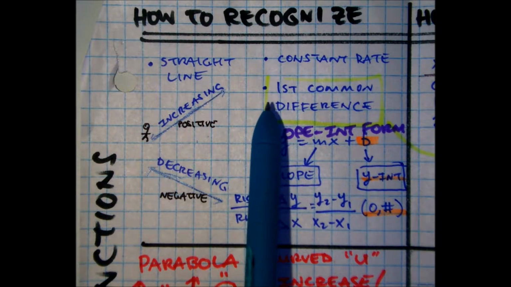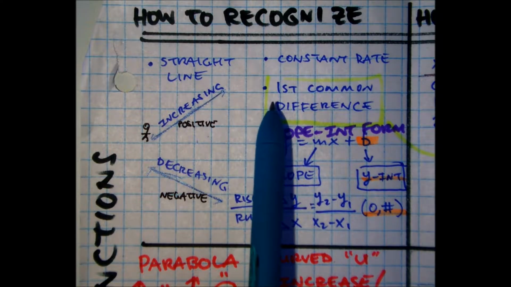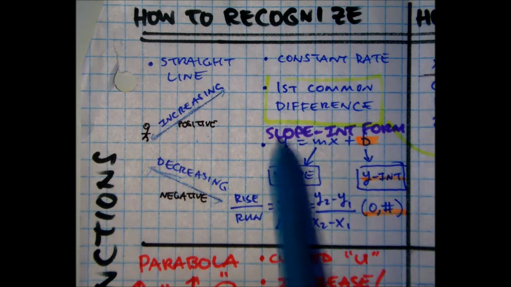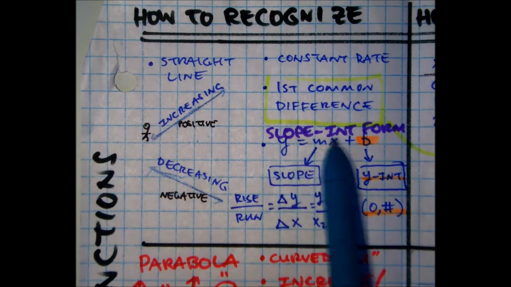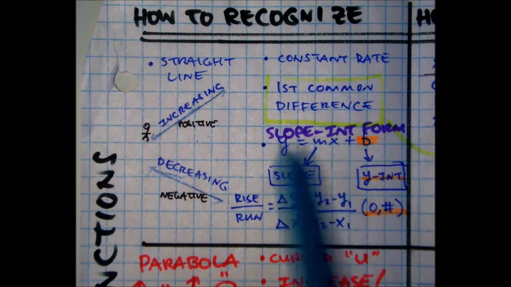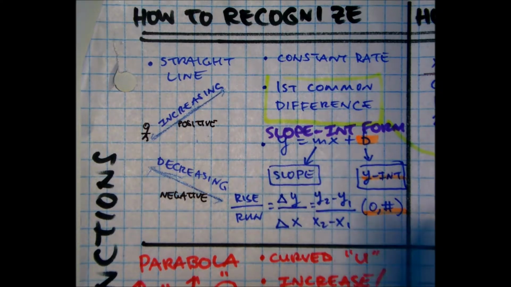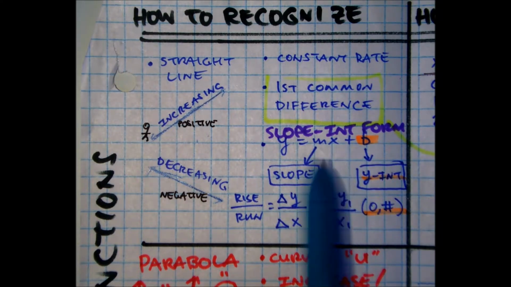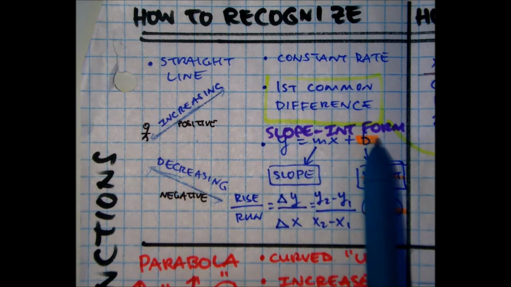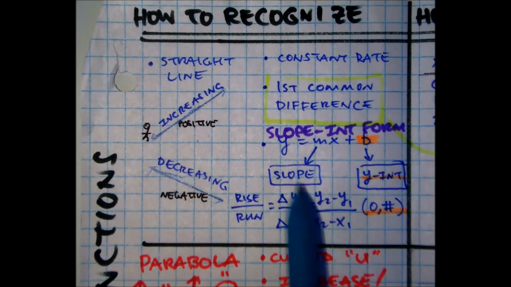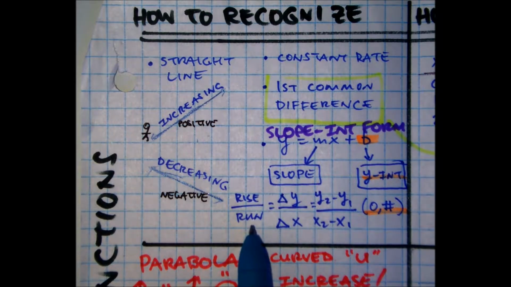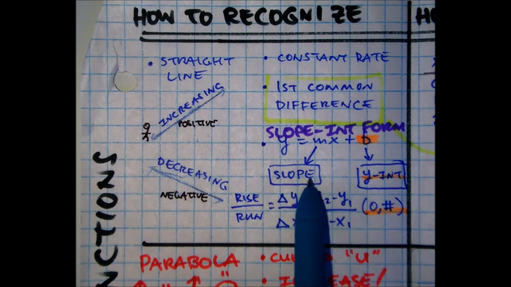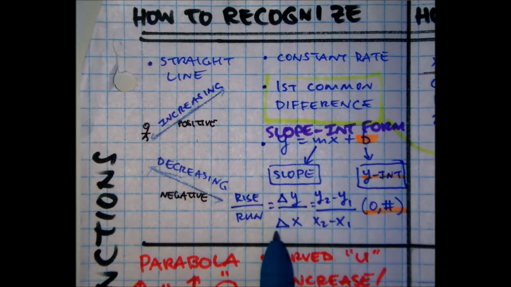Now, you can also recognize a linear by the first common difference. And I'll explain that next when we're using our table of values. The most popular linear function form is slope-intercept form. There are two other forms, point-slope and standard form, but we'll just focus on this one. Y equals mx plus b is your slope-intercept form. Your m represents the slope. Slope can also be represented by rise over run. Slope is also the difference of the y's over the difference of the x's.